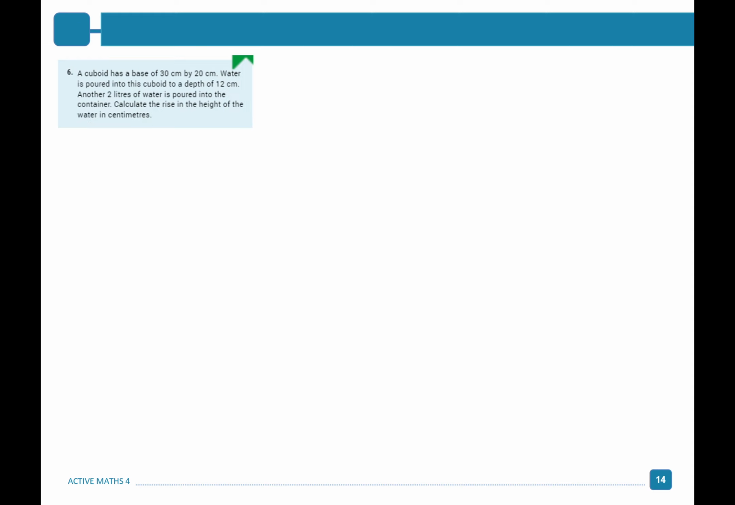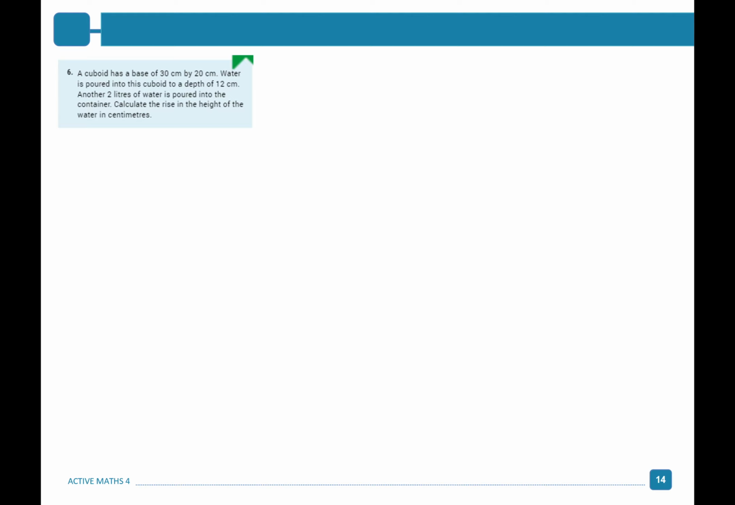Let's try another question. Question 6. A cuboid has a base of 30 centimeters by 20 centimeters. Water is poured into the cuboid to a depth of 12 centimeters. Another 2 liters of water is poured into the container. Calculate the rise in the height of the water in centimeters. Okay, so I want the rise in the height.